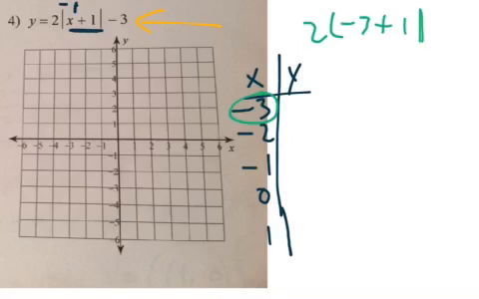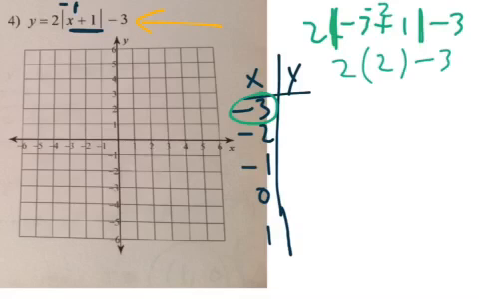Have to remember these are absolute values. Okay, so absolute value, guys, we do first just like a parentheses. -3 plus 1 is -2, but the absolute value makes it a +2. We're going to times that by 2. We're going to minus 3. 4 minus 3 is 1. Now, if you understand symmetry, guys, 1 is also going to be 1 as well.